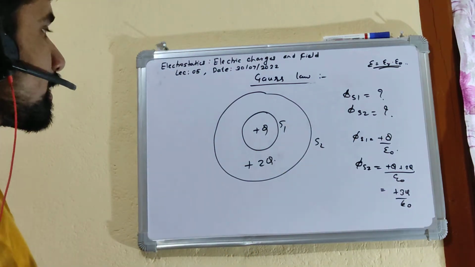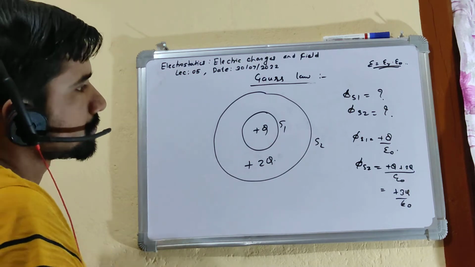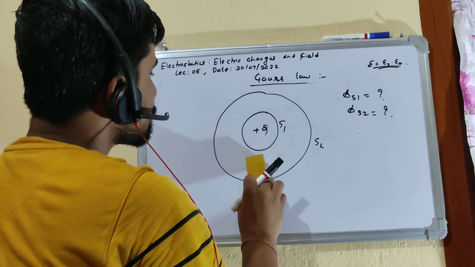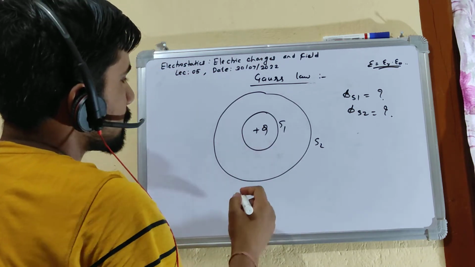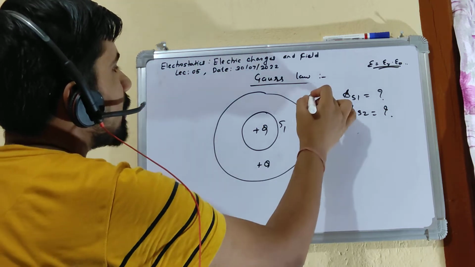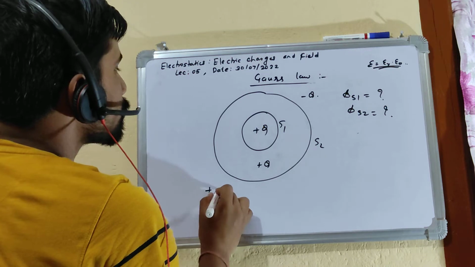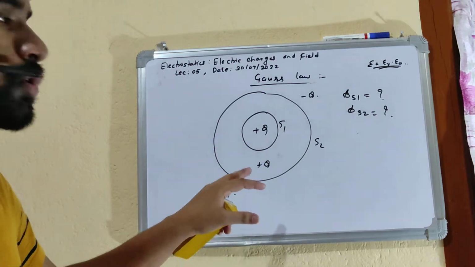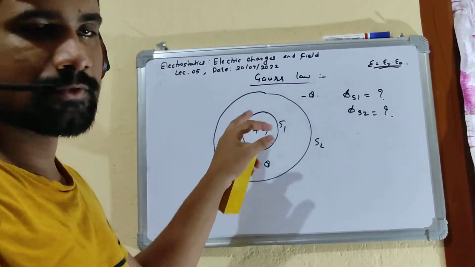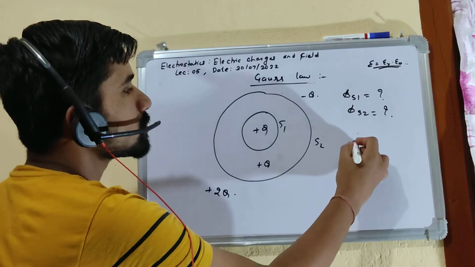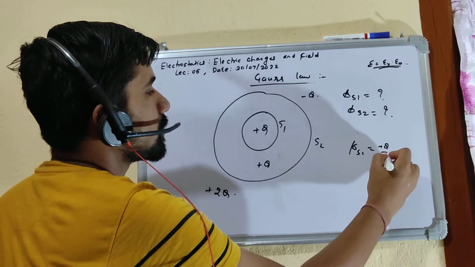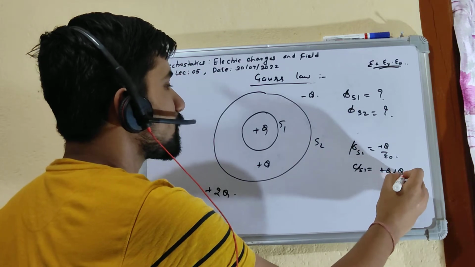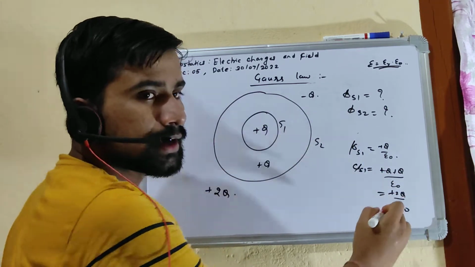Let me change this question a bit. Let me change the charges here. Let's say this has plus q and we have a minus q here, and we have plus 2q here. Now for S1, what is the net flux? Again, the charge enclosed by S1 is plus q only, so the net flux through S1 will be plus q by epsilon naught. What about S2? S2 is again enclosing plus q and plus q, so the flux is plus 2q by epsilon naught.